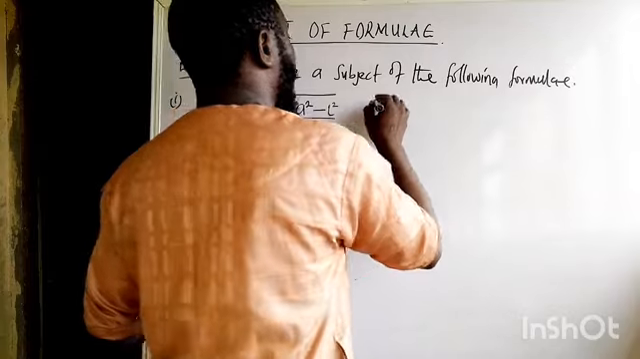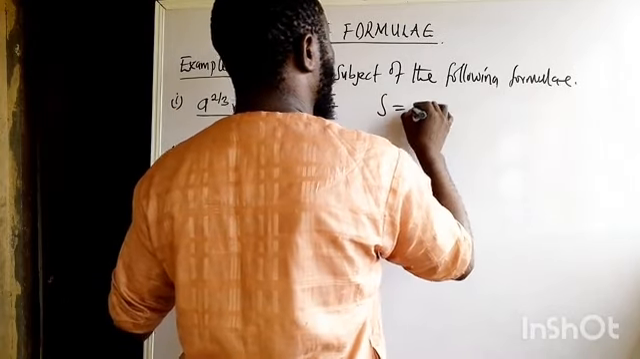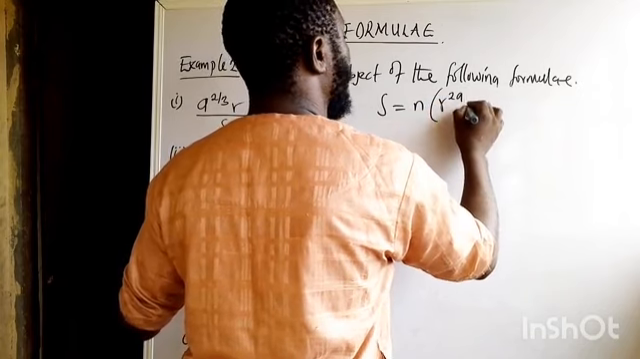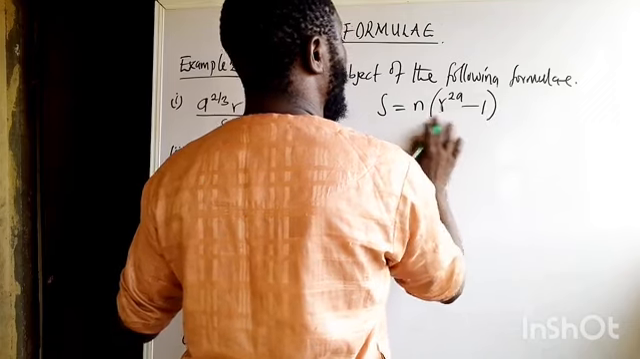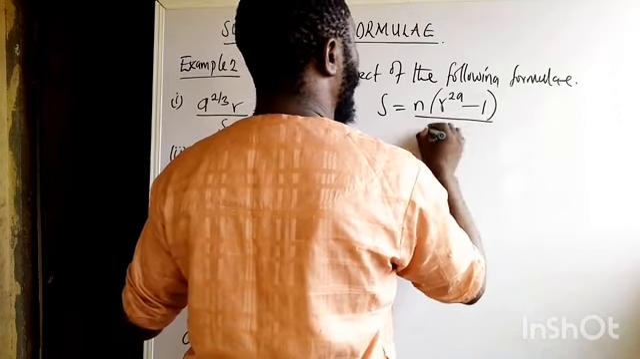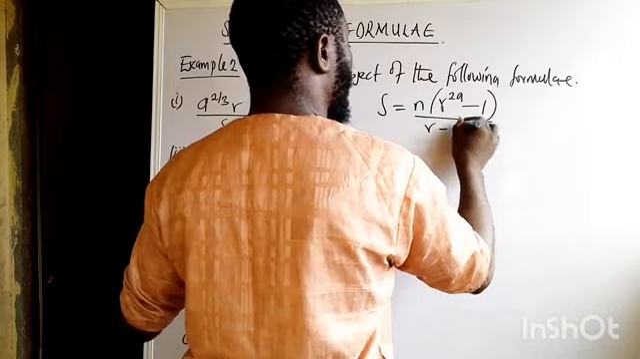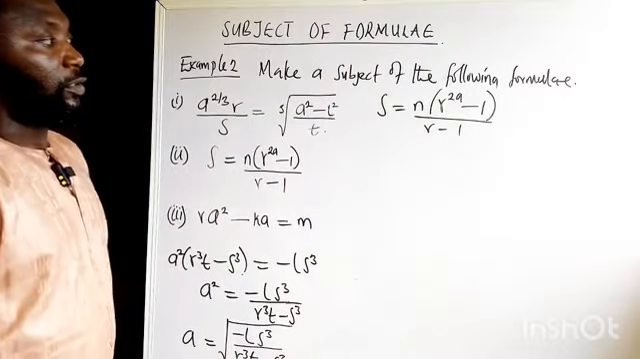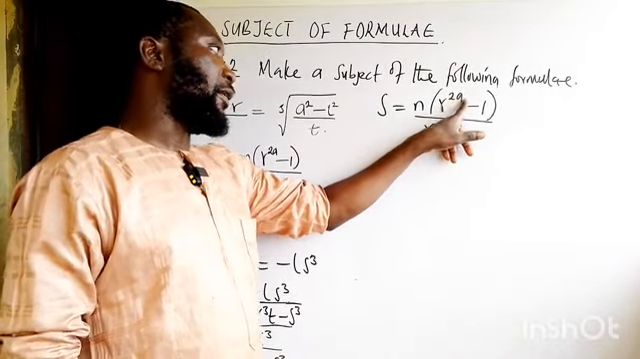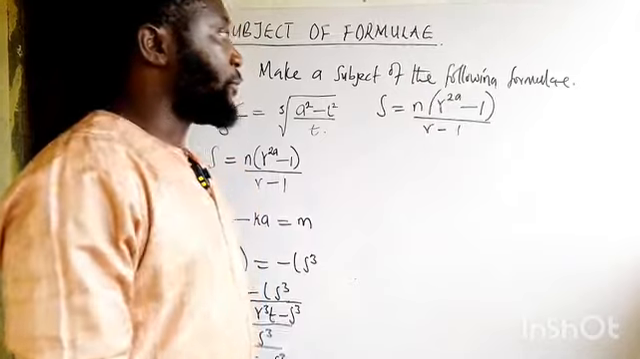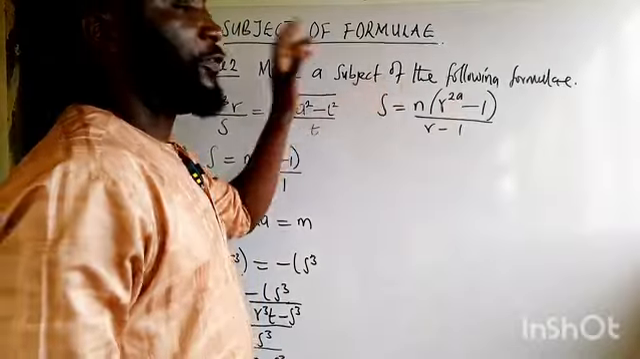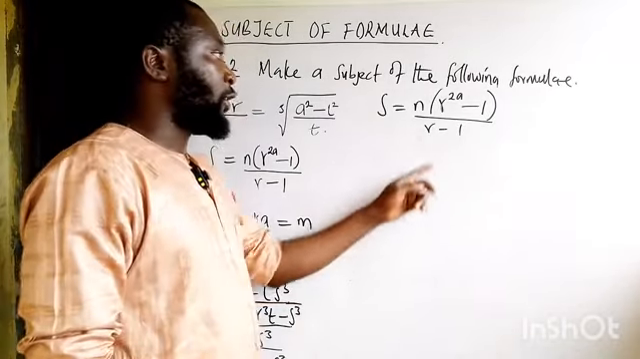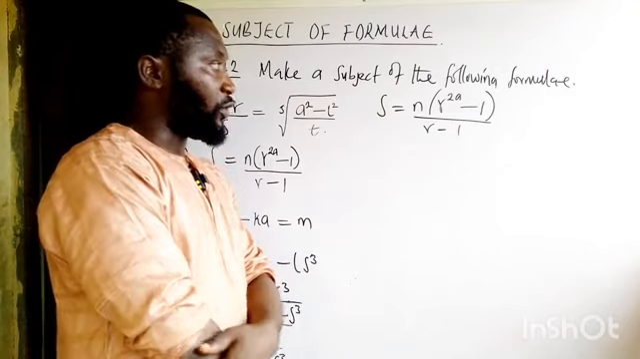We have S equals N r to the power of 2a minus 1 divided by r minus 1. The question says make a the subject. Now I want to make this a, which is the power. This time, this is entirely different from all the examples we've done so far. So now let's see how we solve this.